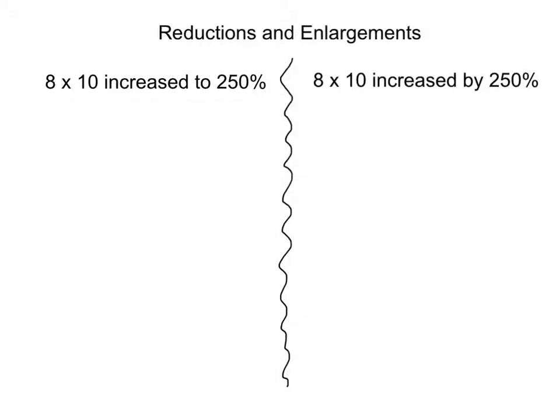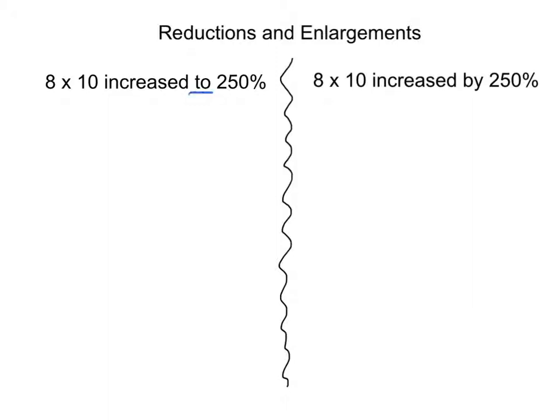Hi, this is a tutorial on how to do reductions and enlargements, since both of those require you to use percents. So this is kind of like putting a picture on a copier and telling it to make it bigger or smaller. Now, there's two different ways to do an enlargement, and that's based on how they're worded. So you could have an 8 by 10 increased to 250%.